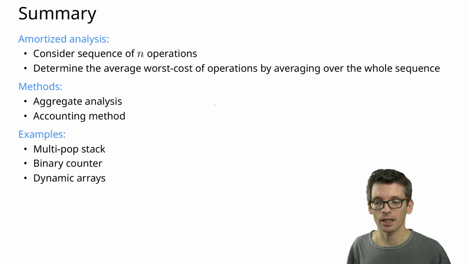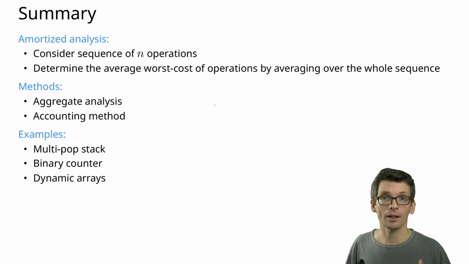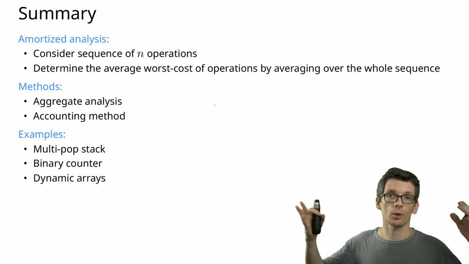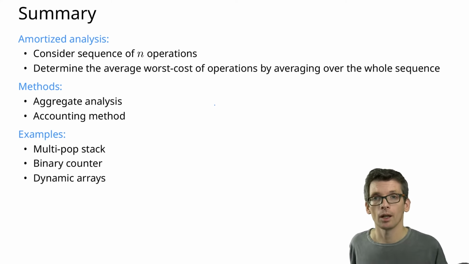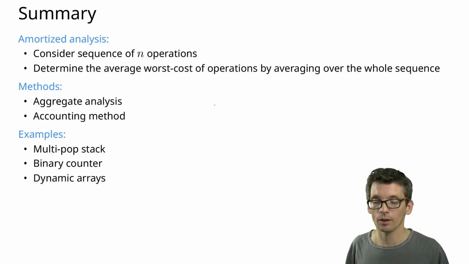So this is what we've seen. We were doing amortized analysis, so that means we were looking at sequences of n operations and asking about the average or the amortized cost of one operation, and that meant taking the average over the worst case operations of the whole sequence. We've seen 2 methods, the aggregate analysis and the accounting method, and 3 examples, multipop stack, binary counter, and dynamic arrays.